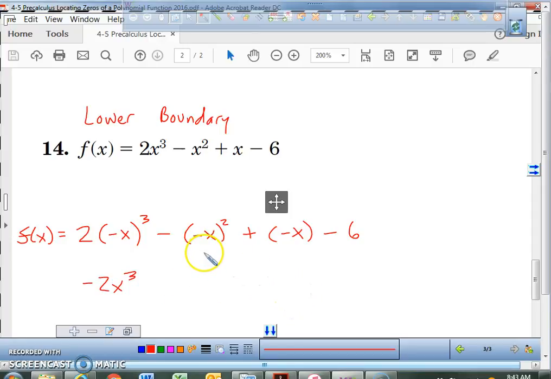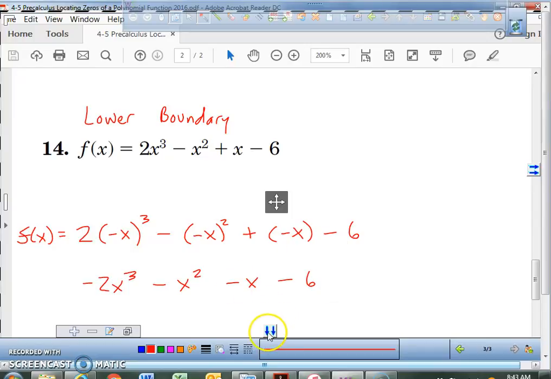Now, what about this one right here? How many negatives am I circling right here? 3 is right. Good job helping her out, everybody. 1, 2, 3. So that's going to be a negative x squared. How many do we have here? 1. Very good. And then we have a negative 6.